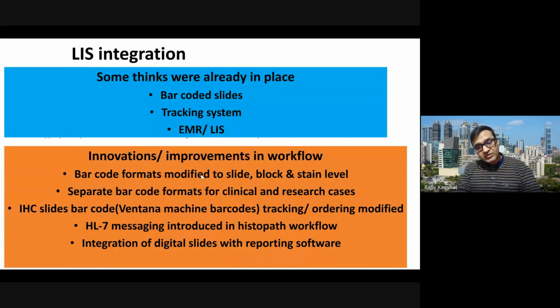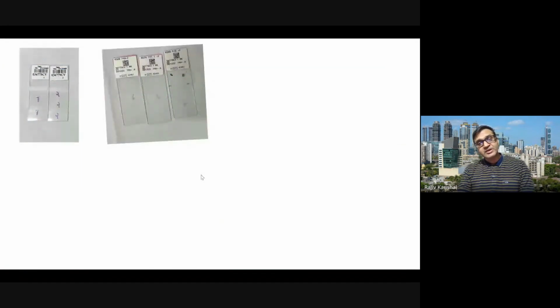Even in our workflow, we made many changes in the routine workflow, so that these things can be adopted very easily. Just to give you one example, these are the HE slides, and we have a single linear barcode over here, which can be easily read by any scanner. But the IHC slides, which are produced by Ventana autostainers, have barcodes which are not for the slide numbers, but for the program. So when you put these slides, they will not come together and sit together in one place.